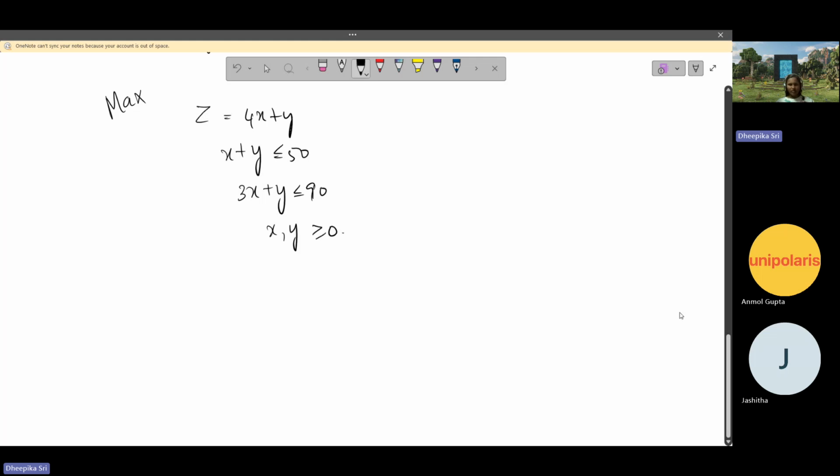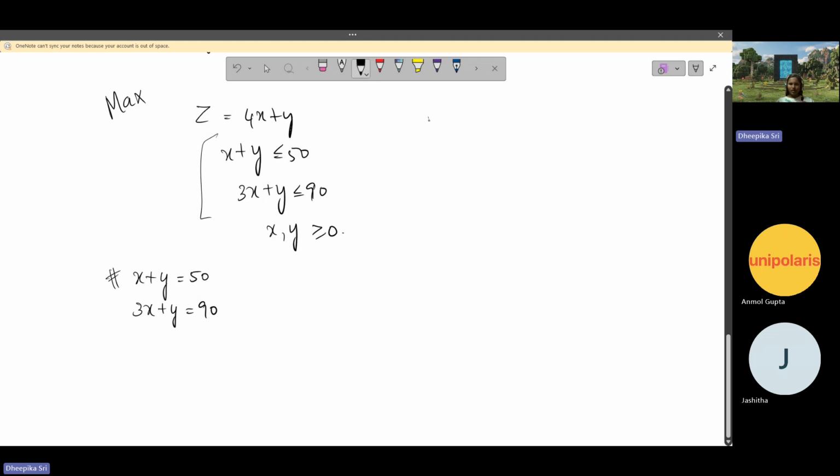So which is the objective function here? Z equals 4x plus y. And we have two constraints here. The first step is you have to consider those two constraints as equations. You have to replace those less than or equal to signs by equal signs. Just write them as x plus y equals 50 and 3x plus y equals 90. Now, can you tell me the 2 points that are needed to plot the first line?